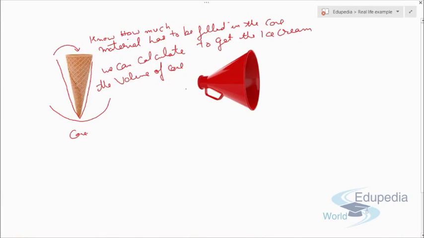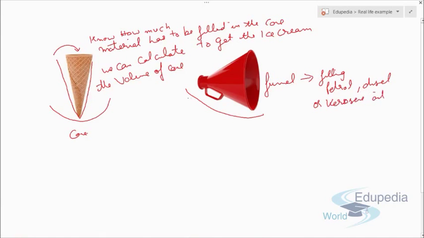Now let's see another example. You can see this is a funnel, like you must have seen, which is used for filling petrol, diesel or kerosene oil, right? So this is a funnel which is very commonly used, you must have seen it in the market, right? Now this funnel is not actually a proper cone. You can see over here, we have a different base, which is not pointed. However, in a cone the tip is always pointed, right?